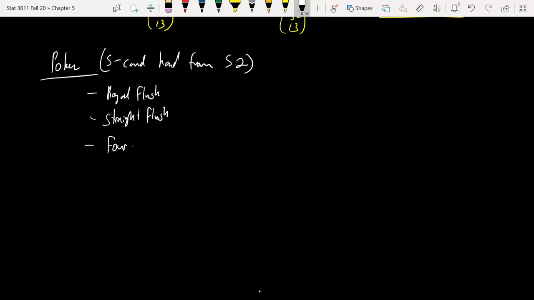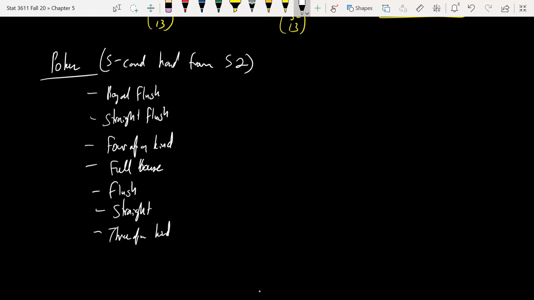You could get 4 of a kind. You can get a full house. You can get a flush. Then a straight is next on the list. Then there's 3 of a kind. 2 pairs, 2 different pairs. So like you could get a 6 and a 6 and maybe a 10 and a 10, and then 1 random 5th card. And a 1 pair.